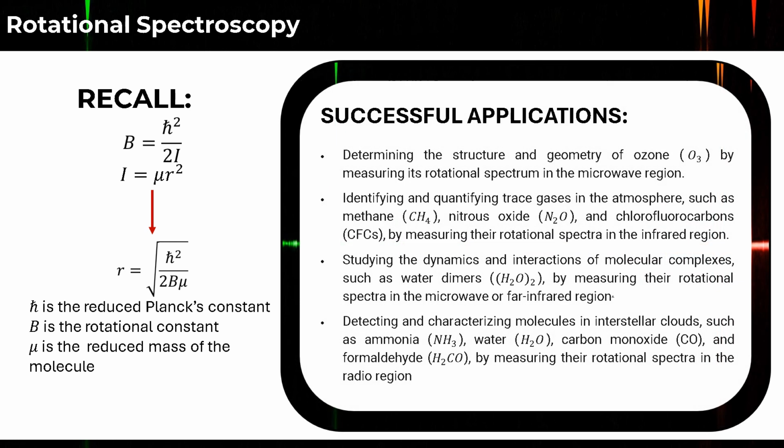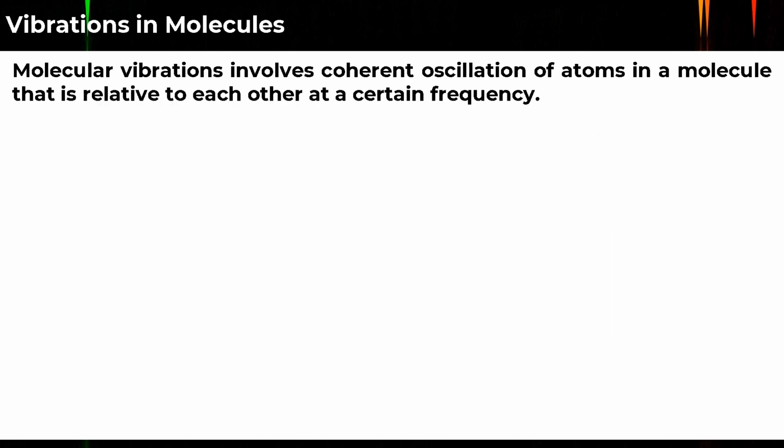Now, the successful applications of rotational spectroscopy are determining the structure and the geometry of ozone, identifying and quantifying the trace gases in the atmosphere such as methane, nitrous oxide, and the chlorofluorocarbons, studying the dynamics and interaction of molecular complexes such as water dimers, and detecting and characterizing molecules in interstellar clouds such as ammonia, water, carbon monoxide, and formaldehyde. In this part of the video, we'll discuss vibration in the molecules.